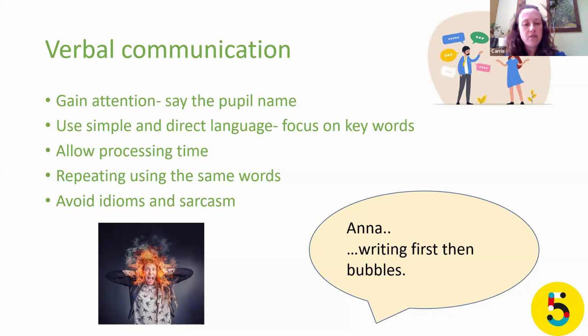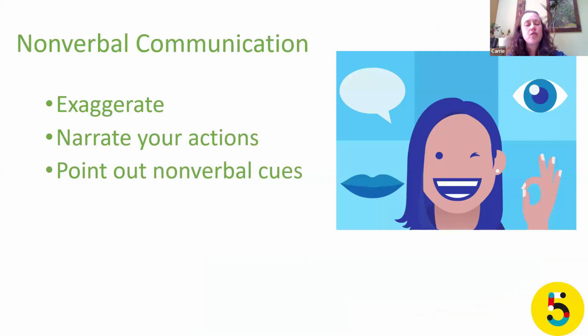So if you're trying to use sarcasm with them, it's likely that they will, again, literally take what you've said rather than picking up on those nuances and understanding that you're being sarcastic. And this can lead to a lot of confusion for our autistic learners. So I think it's something that's really important to bear in mind when you're communicating with them.